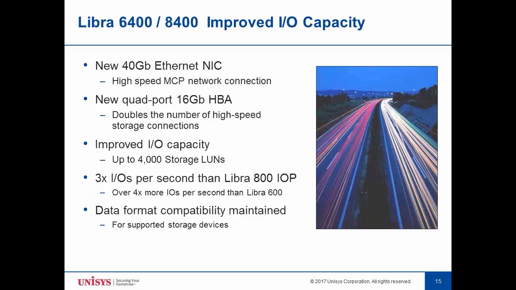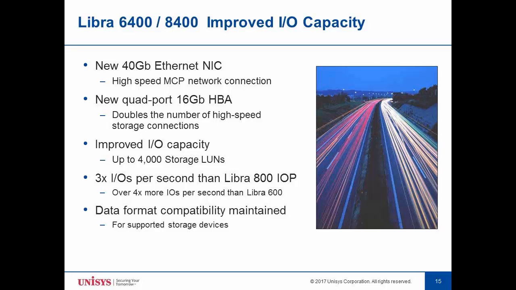With the Libra 6400 and 8400, we do have improvements to the I/O capacity. There's a couple new and exciting I/O cards that are available. We have a new 40 gigabit Ethernet NIC card to allow the Libra system to be part of a high-speed client network. There's a new quad-port 16 gigabit HBA card, which effectively doubles the number of high-speed storage connections that are now available through the Libra 6400 and 8400. We've improved the I/O capacity on these systems to where we can manage up to now 4,000 storage LUNs.